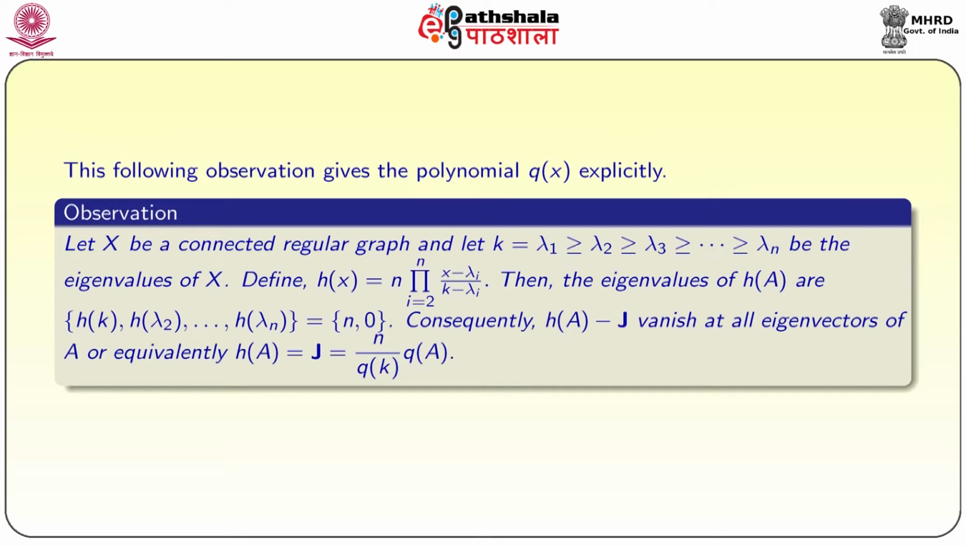Consequently, h of A minus J vanishes at all eigenvectors of A, or equivalently h of A is equal to J, which is equal to n by q of k into q of A.